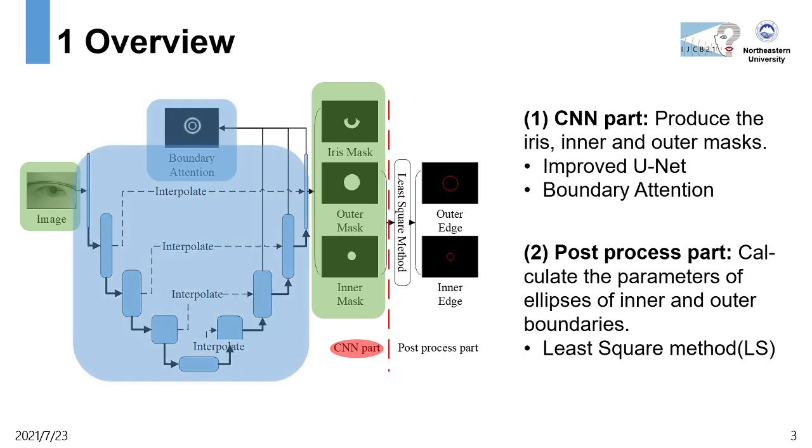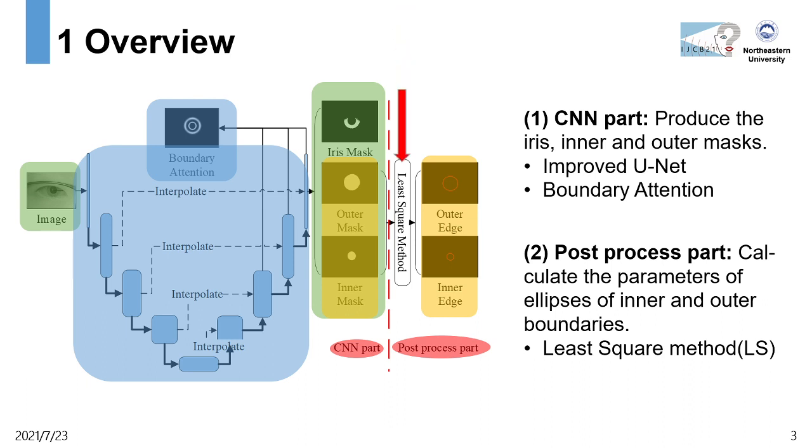The right is the post-process part. This part takes the inner mask and outer mask as input, and produces the parameters of the inner and outer edges of the iris. We use the least squares method to calculate the parameters of the ellipse from the boundary of the inner mask and outer mask. The ellipse represents the inner edge and the outer edge of the iris. This overall architecture is the product of our continued improvement in the competition.